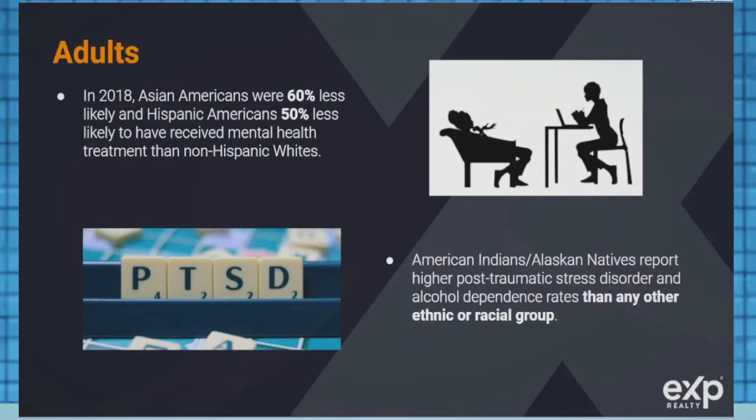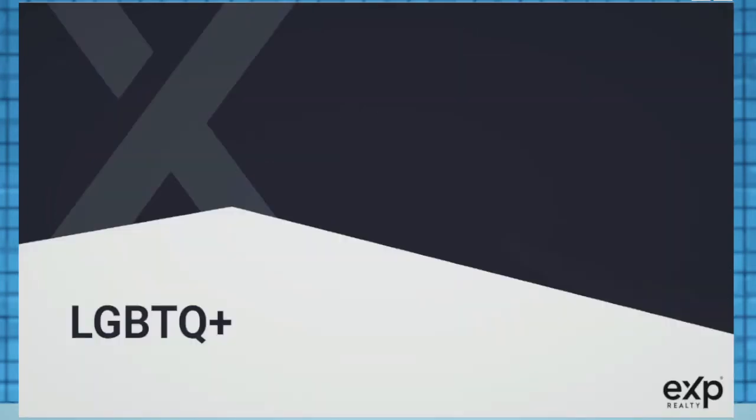The next statistic we want to share here is that American Indians and Alaskan Natives report higher PTSD and alcohol dependence rates than any other ethnic or racial group. And when we say that, it's significantly more. So they go through a lot of PTSD and alcohol dependence as a racial group, something we have to think about. Now we're going to touch on another demographic, and that's LGBTQ folks. So there's a lot of factors here, both societal and cultural, for LGBTQ folks, and we're going to dig into those.